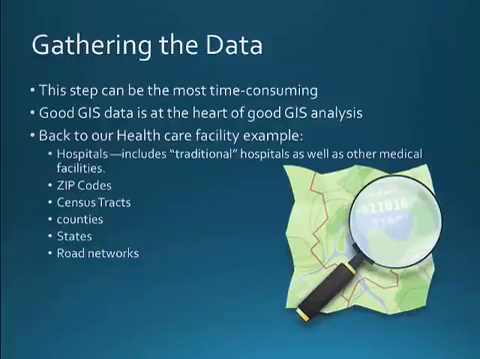Gathering data can be the most time-consuming, and good GIS data is at the heart of good GIS analysis. Let's go back to our healthcare facility example. What kind of data would be useful in this scenario? Well, hospitals, including traditional hospitals as well as other medical facilities, zip codes, census tracts, counties, states, and road networks. And that's just scratching the surface.